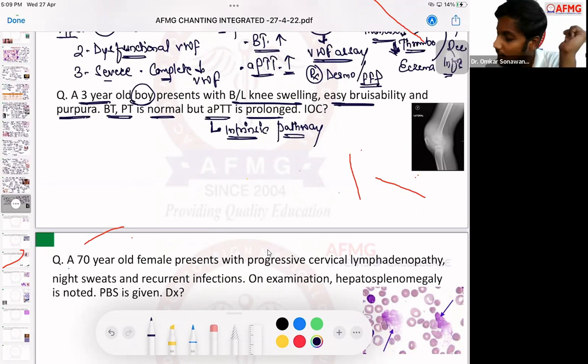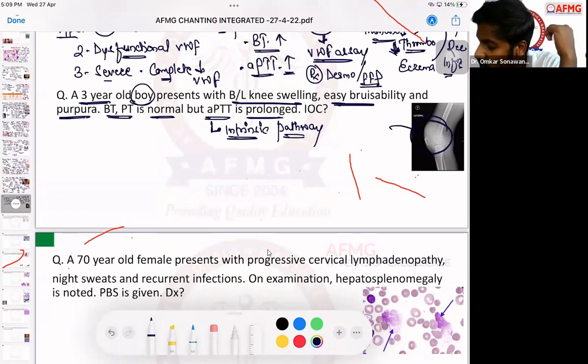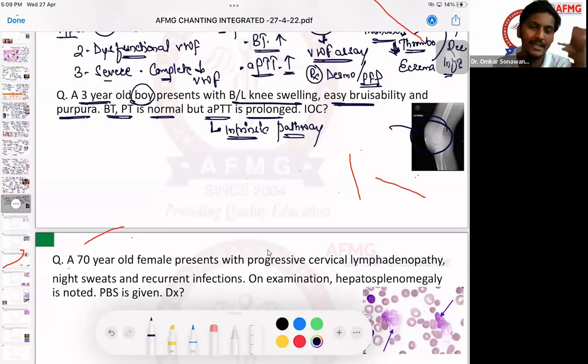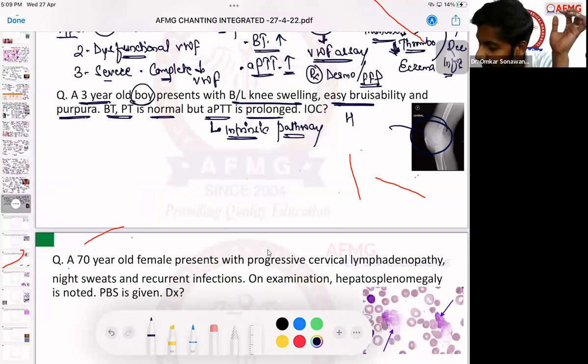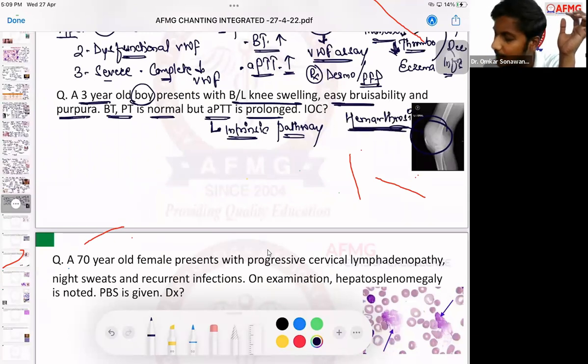Here on the X-ray you can see the patient has bilateral knee swelling, and in the joint there is an opacity or haziness, which is due to hemarthrosis, that is, accumulation of blood in the joints. This is a classical case repeated multiple times in exams. Bilateral hemarthrosis or bilateral knee swelling in a child who is mainly a boy, with easy bruisability and bleeding manifestations, is more likely a diagnosis of hemophilia.